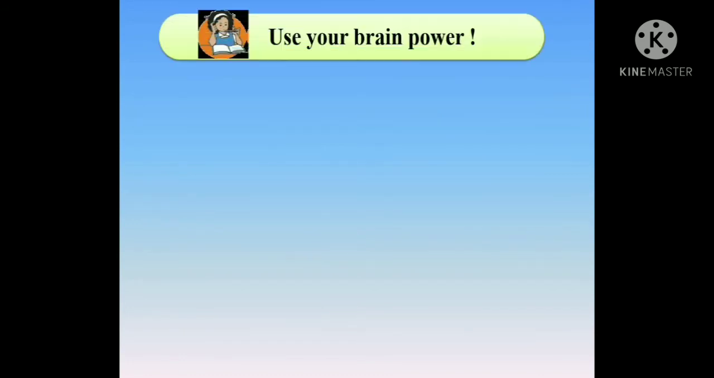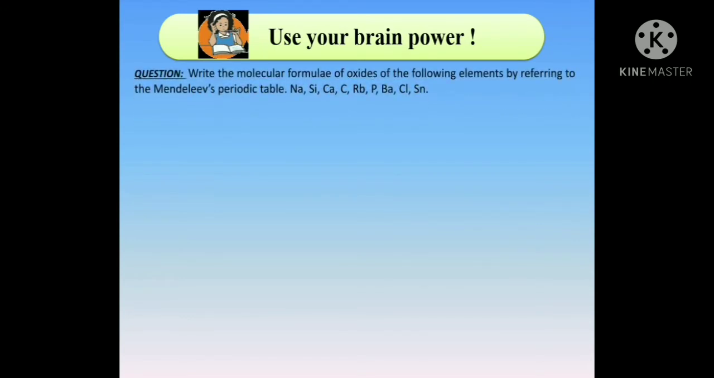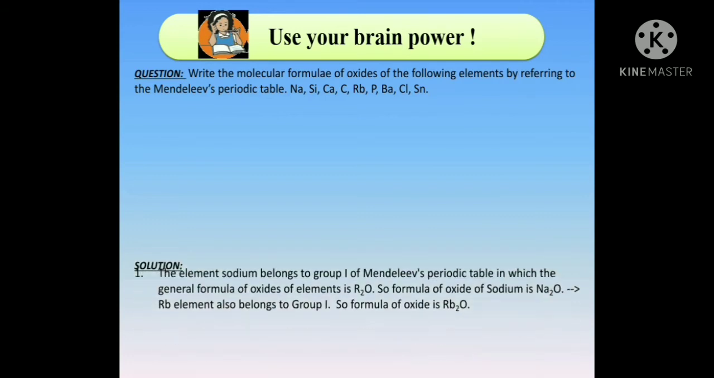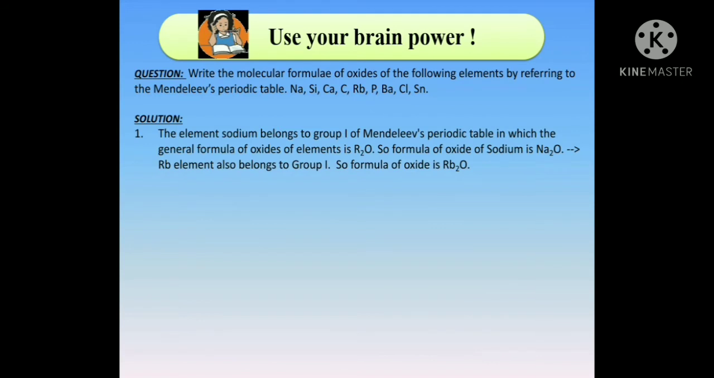Let us move to the next question. Write the molecular formula of oxides of the following elements by referring to Mendeleev's periodic table. Sodium, silicon, calcium, carbon, rubidium, phosphorus, barium, chlorine. And last, let us go with the solution.